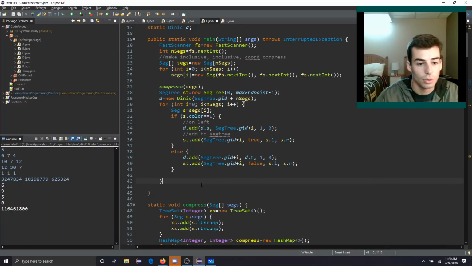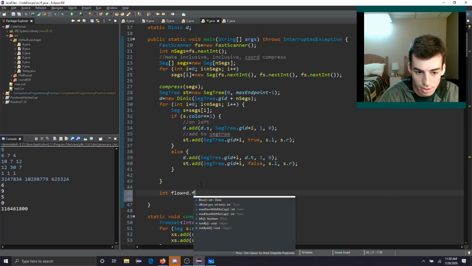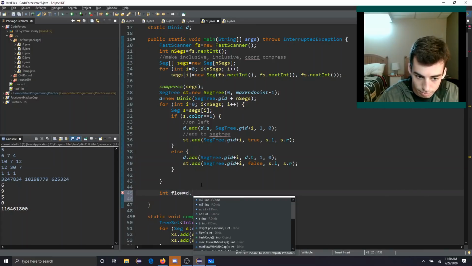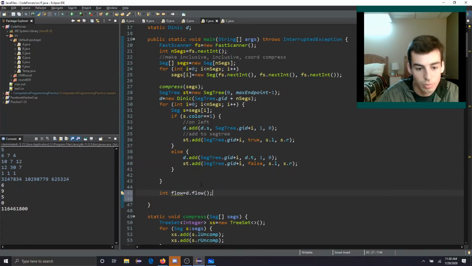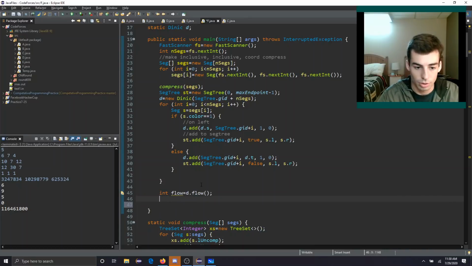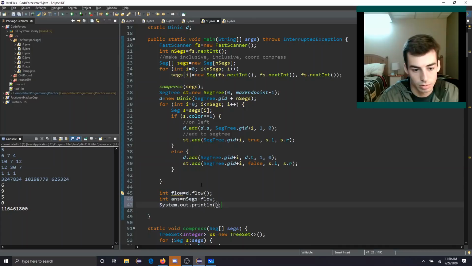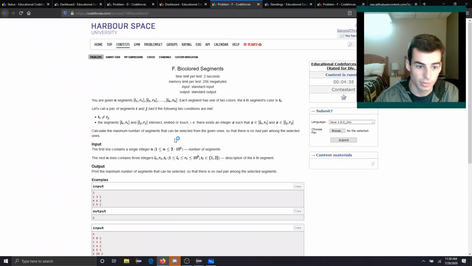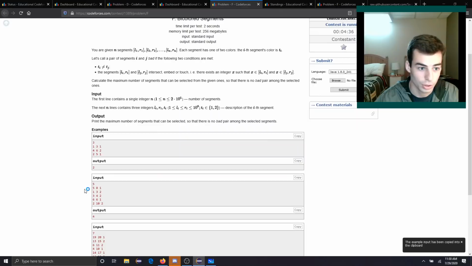And now in flow, it goes via flow. The answer will be the number of segs minus the flow. Nope, print the answer. How crazy would it be if this works and we got the problem? Pretty crazy, that's how crazy it would be.